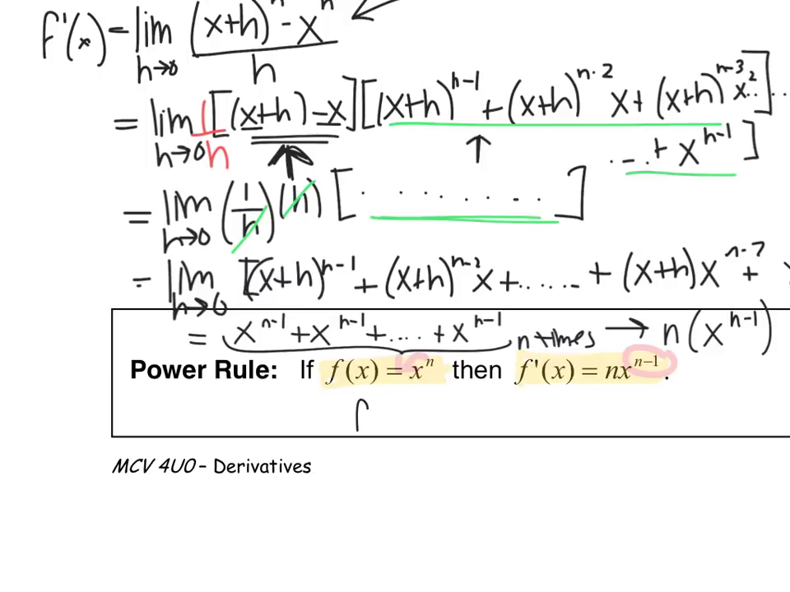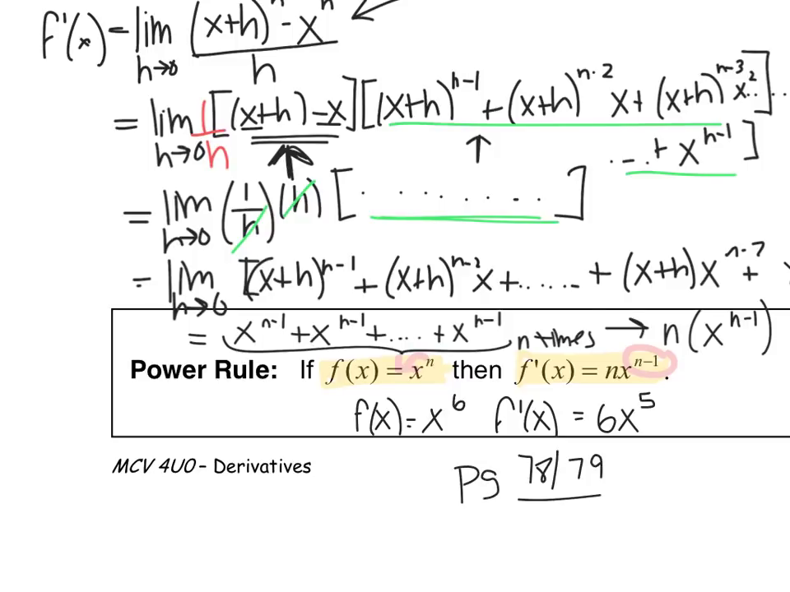If I have f of x equal to x to the exponent 6, then I know that f prime of x is equal to 6x to the exponent 5. Something to note is that this works the same for non-natural exponents, so you can refer to pages 78 and 79 to take a look at another example with non-natural exponents.